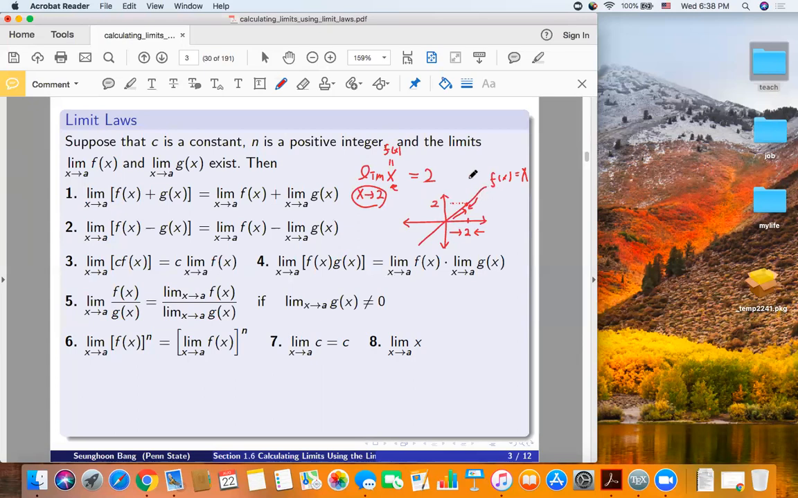This is the idea. So what does it mean? You plug a into here. One more example is the limit of x as x approaches 5. What is the answer? The limit of x as x approaches 5. Could you write your answer on the chatting board? So 5.